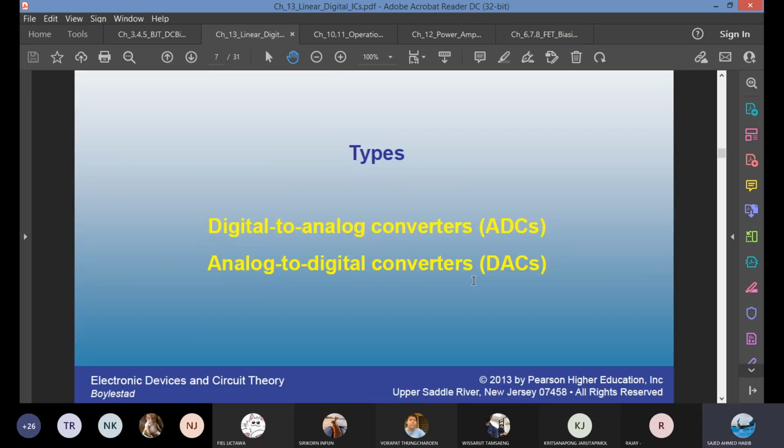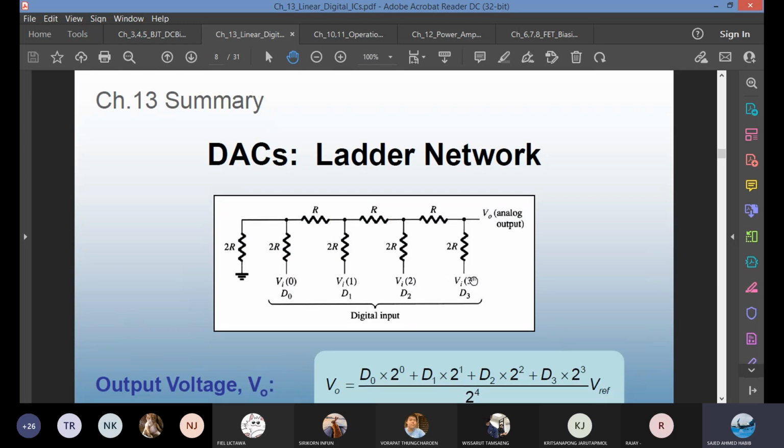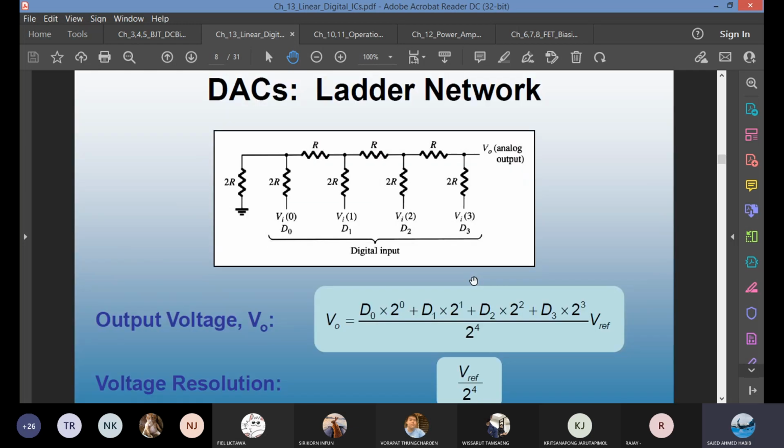We studied about ADC, DAC, digital to analog converter, only one method. We studied the ladder network. So there's a relationship between the vertical resistor and the horizontal. The vertical resistor is 2 times the horizontal one. The first one that is grounded is not considered as a member of the stage. So this is not a 5-stage, this is a 4-stage DAC. D0, D1, D2, D3, and the equation will be like this.